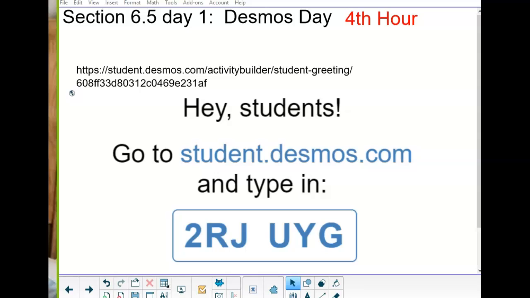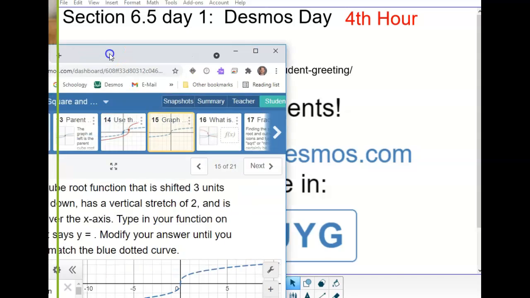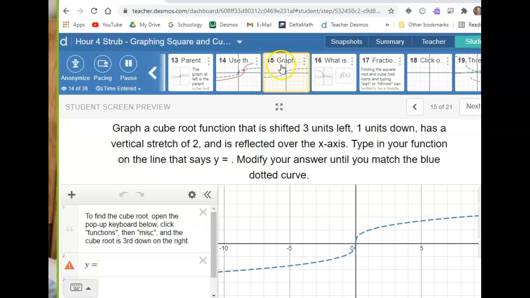And there's a tiny, tiny error on slide 15 that I could not fix yet. So I want to show you that once you guys are logged in. I'll show you what this looks like too if you're not there yet. Let me show you slide 15 just in case people are already starting to move on. So slide 15 is right here, and it says graph a cube root function that has shifted, and this will make more sense when you get there, but it's shifted 3 units to the left, 1 unit down, and has a vertical stretch of 2, and is reflected over the x-axis. Type your function in. So all of that's fine.